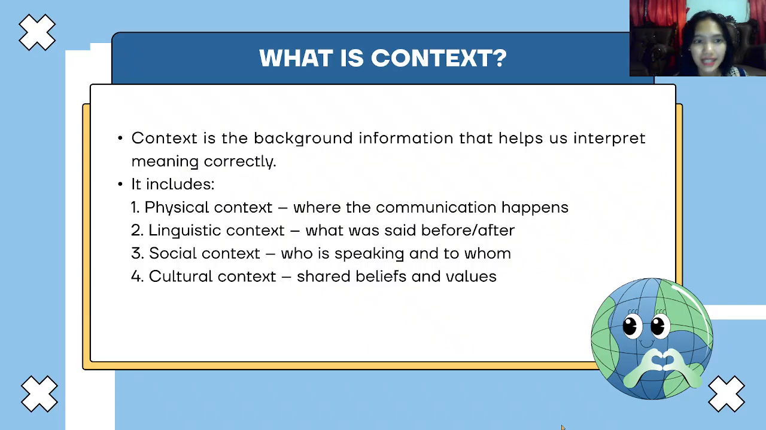What is context? Context is the background information that helps us interpret meaning correctly. It includes physical context, where the communication happens; linguistic context, what was said before or after; social context, who is speaking and to whom; cultural context, shared beliefs and values.